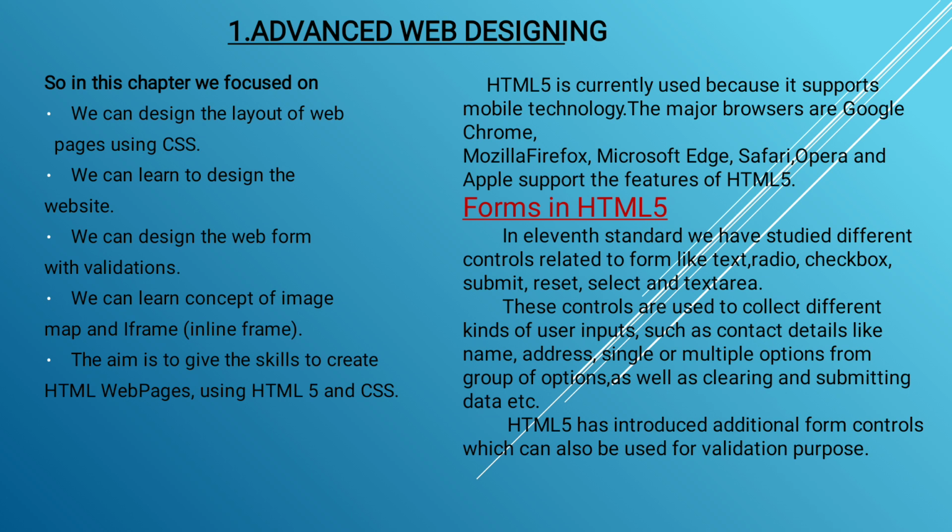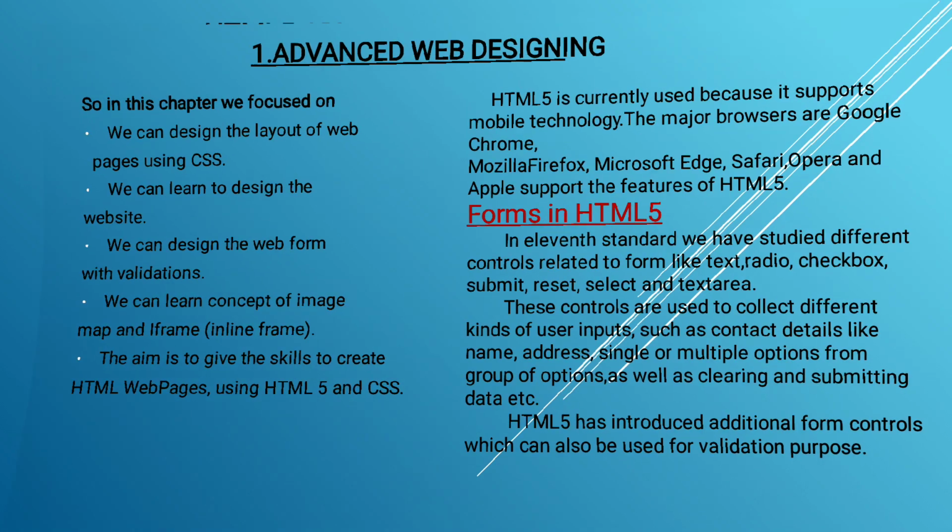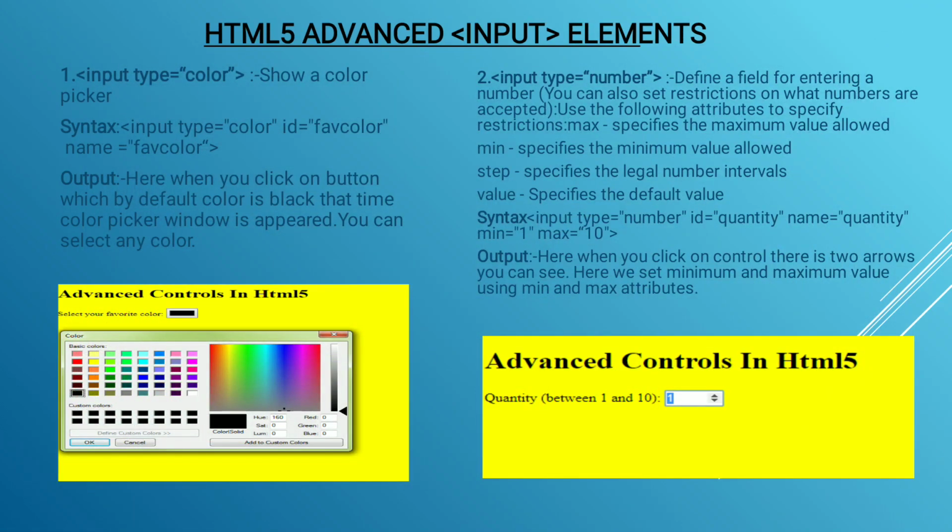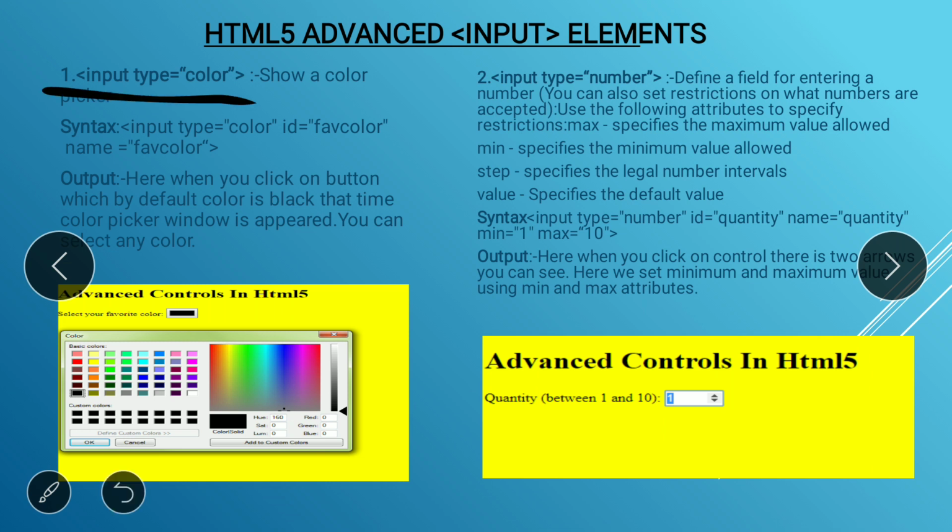And we also learned about some advanced form controls, right? So first one, we learned about color. What is color? Input type color means it shows a color picker. So here you already learned about that, the color picker, right? I already told you that please run all the programs at home.